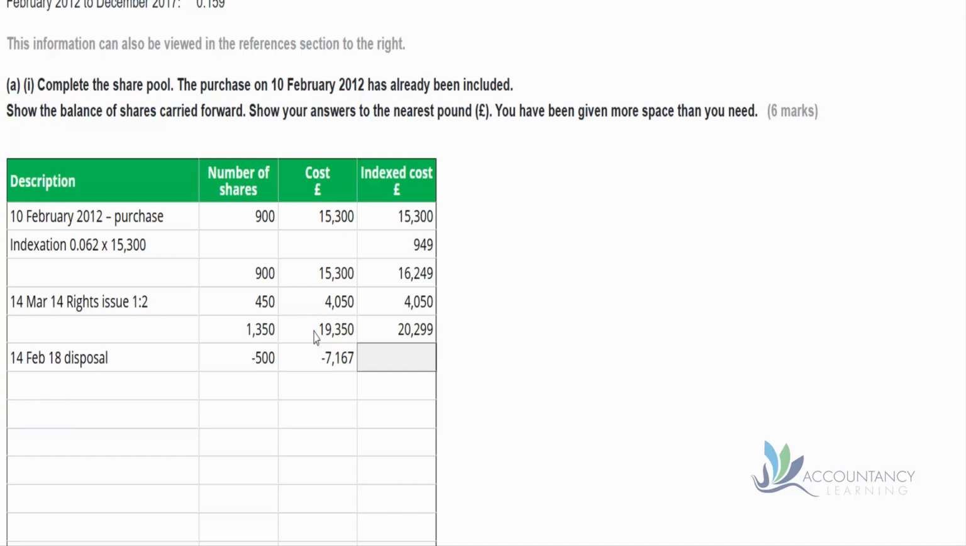And then we just need to do that again for the index cost. So we take the 500, divide by 1,350, because we're selling 37% of our shares. And then we multiply by 20,299, and that gives us a reduction here of 8,202.